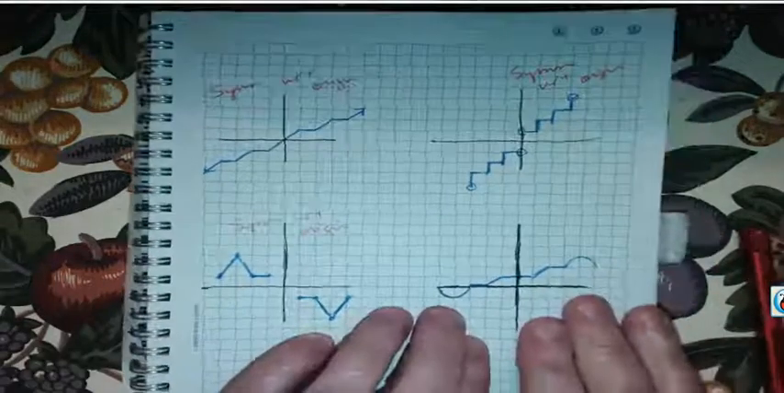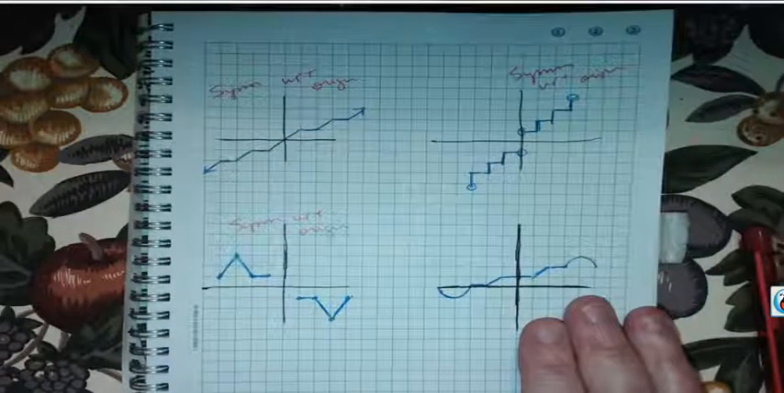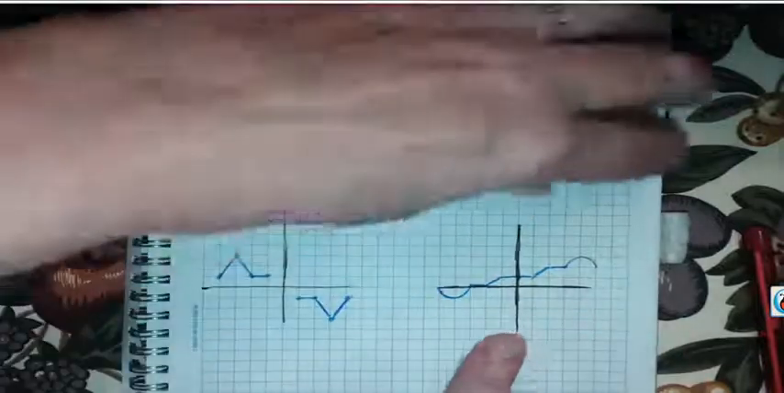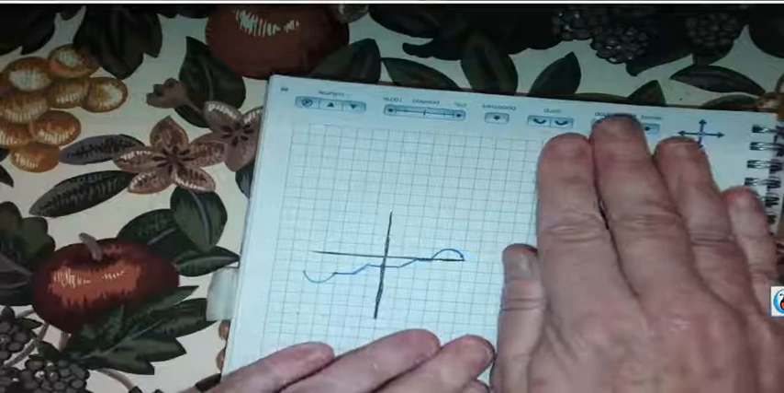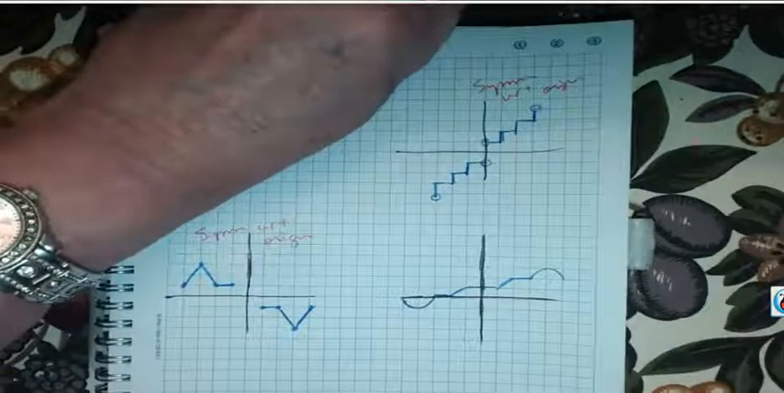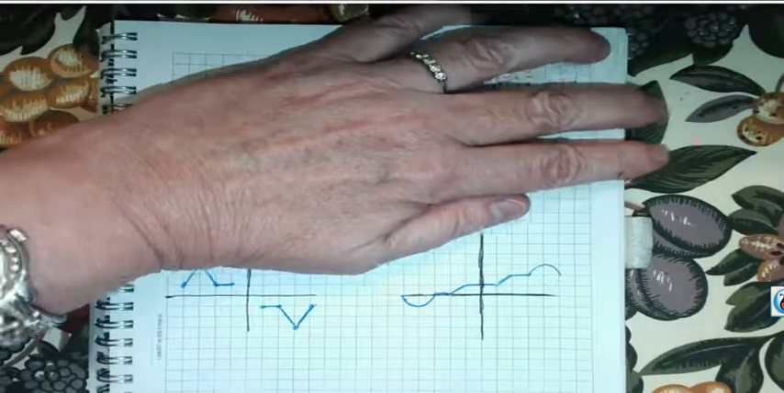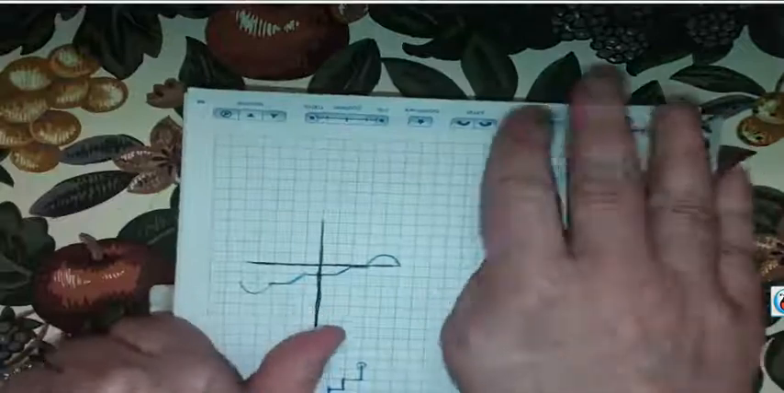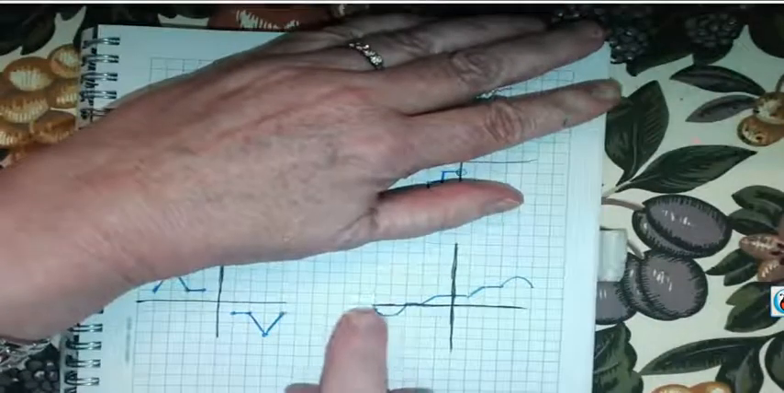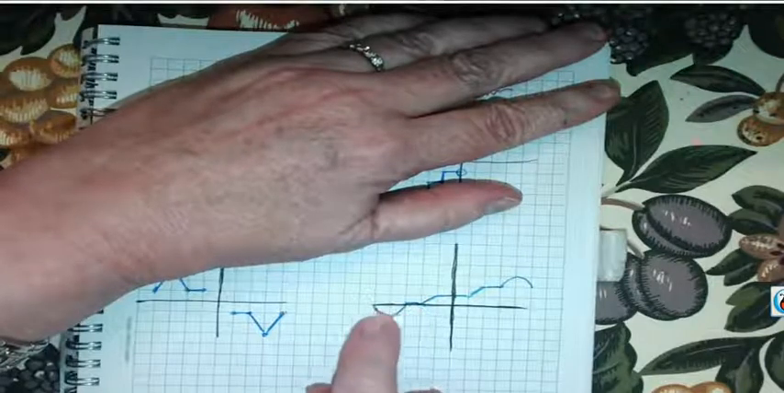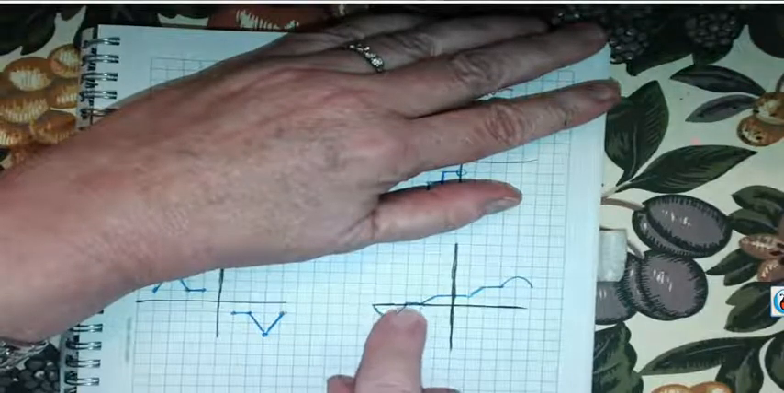Is this graph symmetric with respect to the origin? Well, do we get exactly the same graph? No. Be very careful here. We do get exactly the same shape, but we do not get exactly the same graph. So look at where this guy is here. It's right underneath the x-axis, yeah?